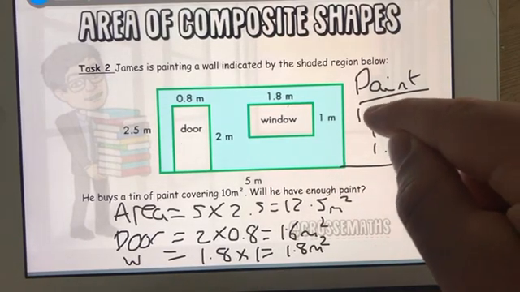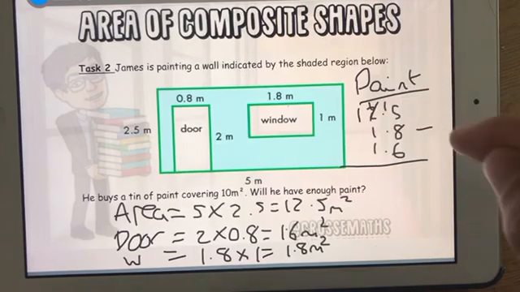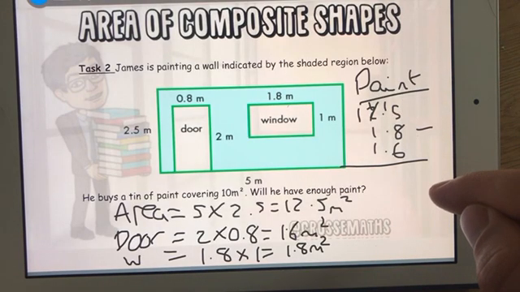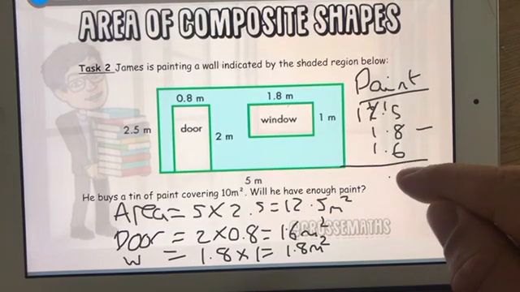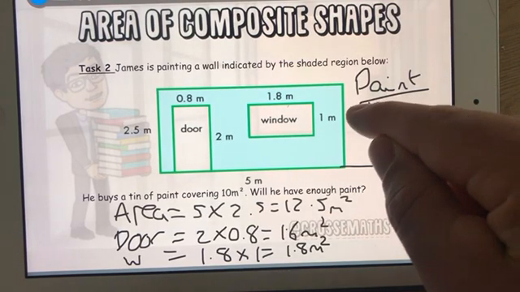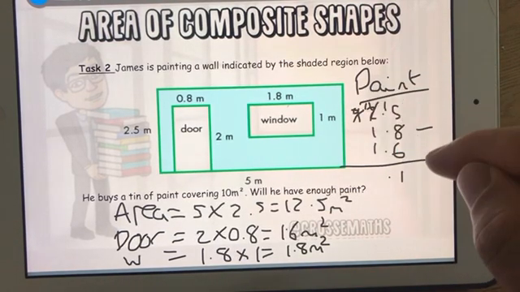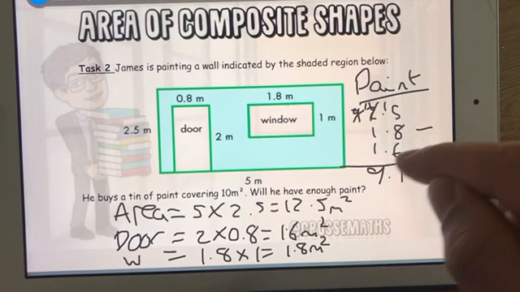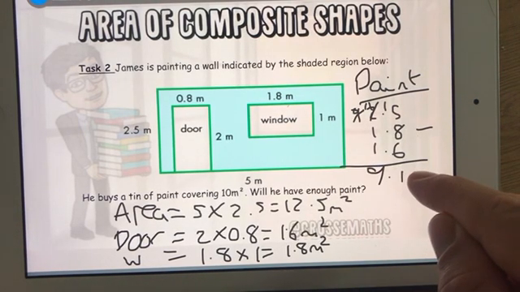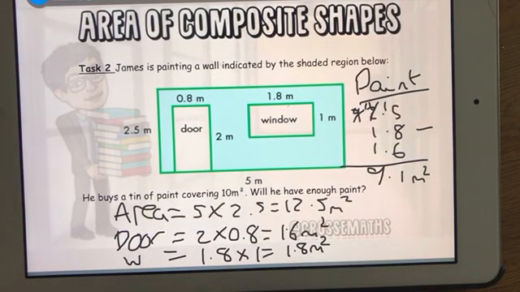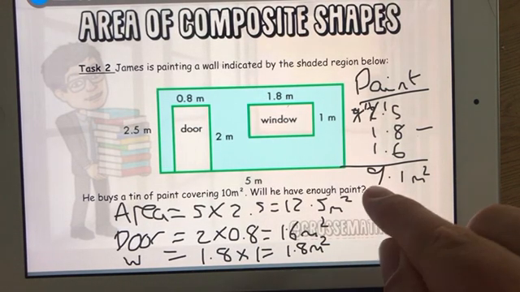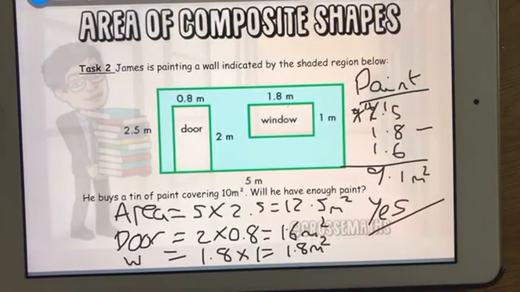Okay, can't do that, so I'm going to borrow. 15 take away 6. You can do it just, I think, it gives you 1. 1 take away 1, take away 1, I can't do it, so I'm going to borrow again. 11 take away 1 is 9. So I'm left with 9.1 meters squared to paint. If I've got 9.1 meters squared to paint and I've got 10 meters squared worth of paint to do it, yes, I can paint that surface area.